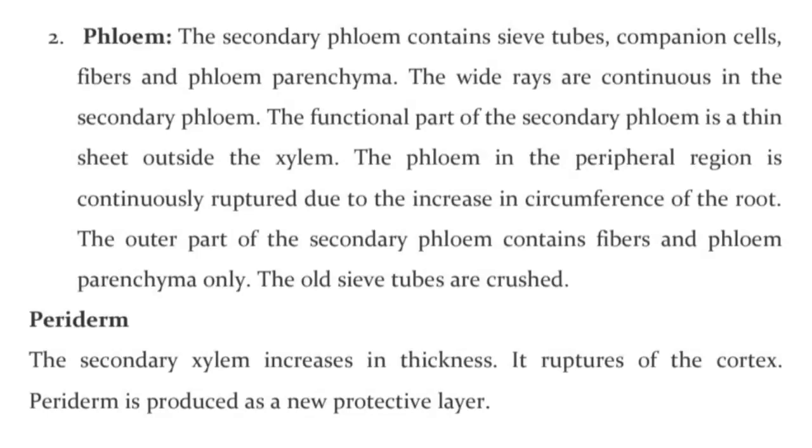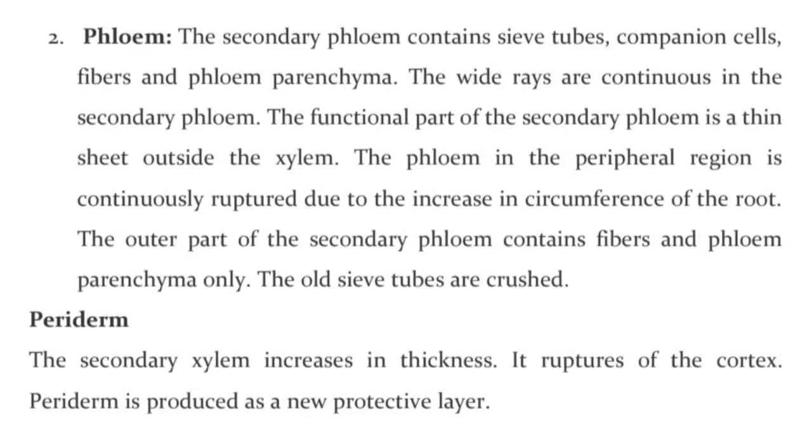The wide rays are continuous in the secondary phloem. The functional part of the secondary phloem is a thin sheet outside the xylem. The phloem in the peripheral region is continuously ruptured due to the increase in circumference of the root. The outer part of the secondary phloem contains fibers and phloem parenchyma only. The old sieve tubes are crushed.